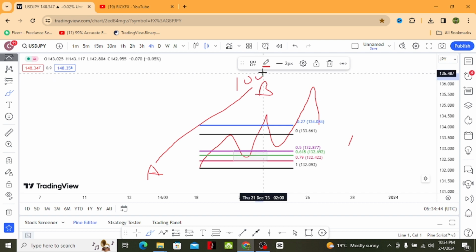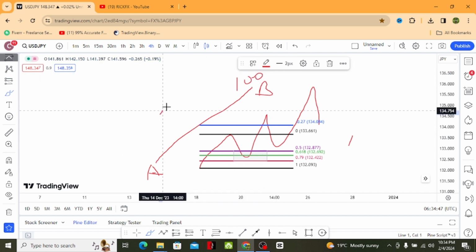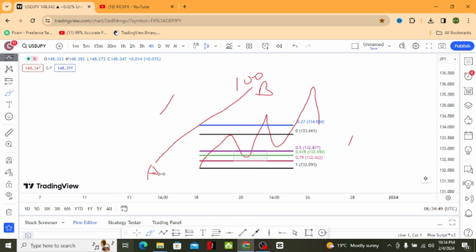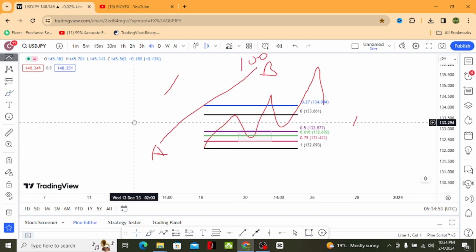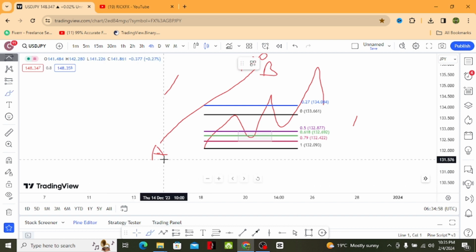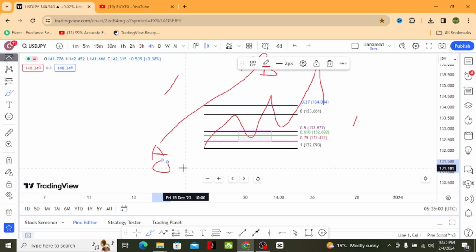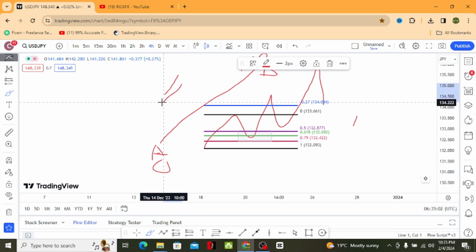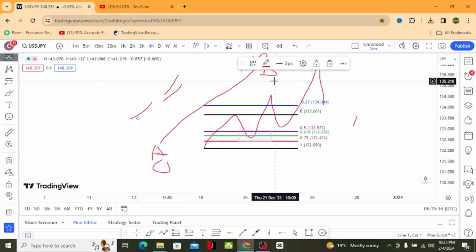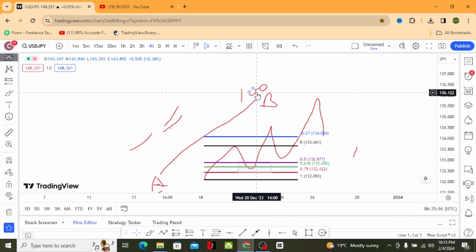This is 0. Sorry, this is 100. And this is 0. Okay, this is 0. This point A is 0%. And point B, this is our 0%. Okay, and this is 100%.